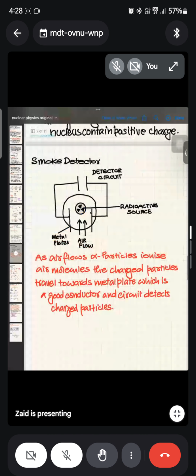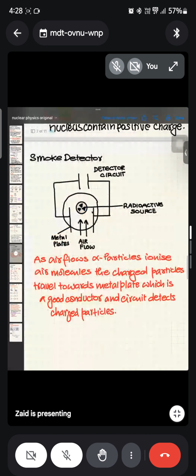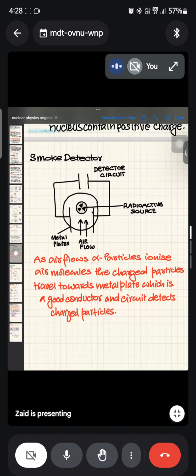This is a smoke detector. The radioactive source is in the center, which is emitting the alpha particles. As soon as alpha particles are released, air comes and interacts. Like, there is smoke in the air. As air flows, alpha particles ionize air molecules. Smoke particles are smaller than air molecules, and they are going to hit and interact with alpha particles.